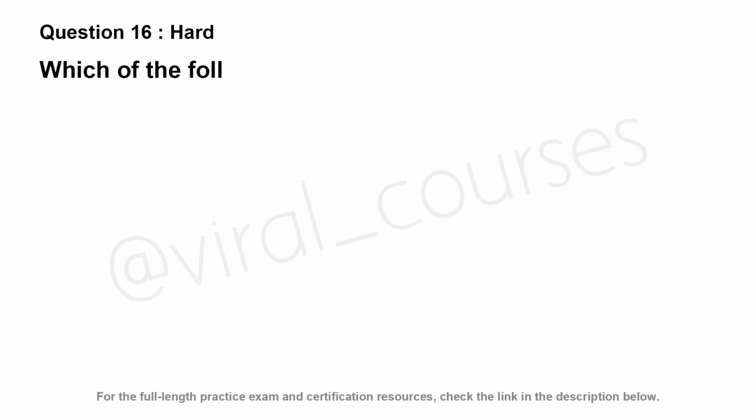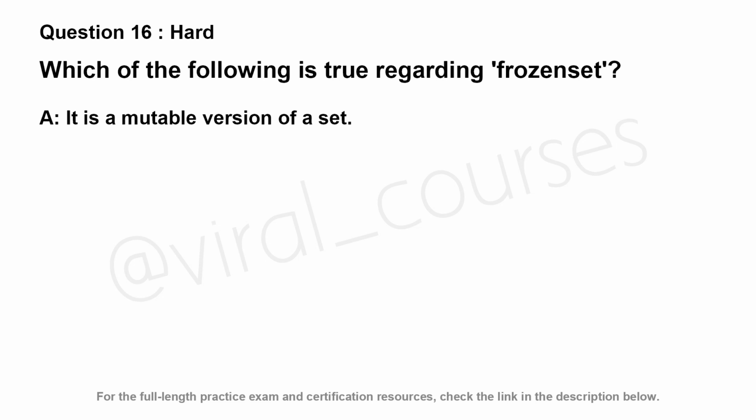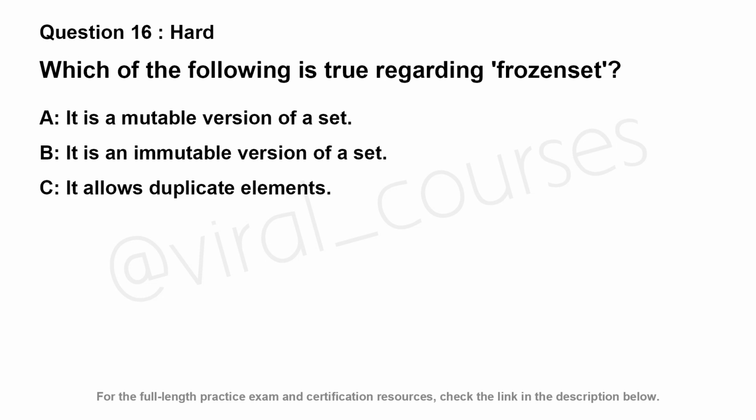Which of the following is true regarding frozenset? Option A, it is a mutable version of a set. Option B, it is an immutable version of a set. Option C, it allows duplicate elements. Option D, it can only contain strings.